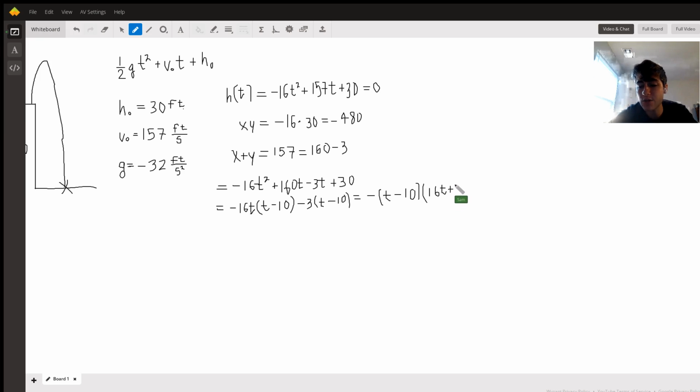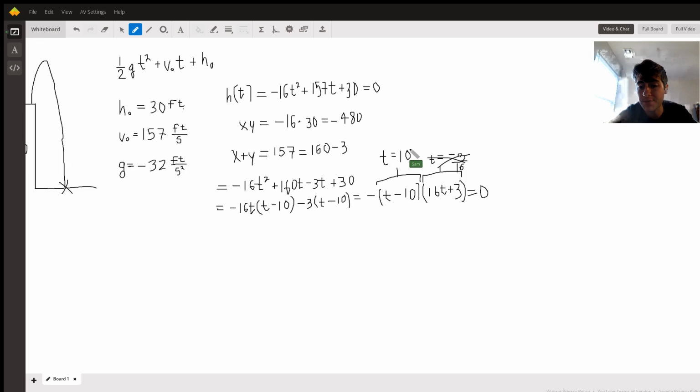Now, since this is being set equal to 0, that means we can simply say that each of these individual factors can be set equal to 0, giving us the two solutions to our equation. From this factor here, we see that this is made 0 when t is equal to 10. And this factor is made 0 when t is equal to negative 3 over 16. But negative 3 over 16 is a negative amount of time, so this cannot possibly happen in the future, which means this solution is not something we need to consider.